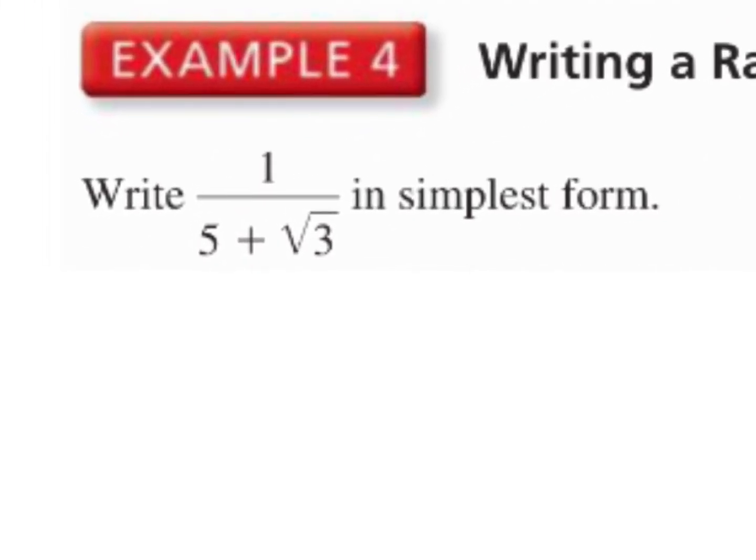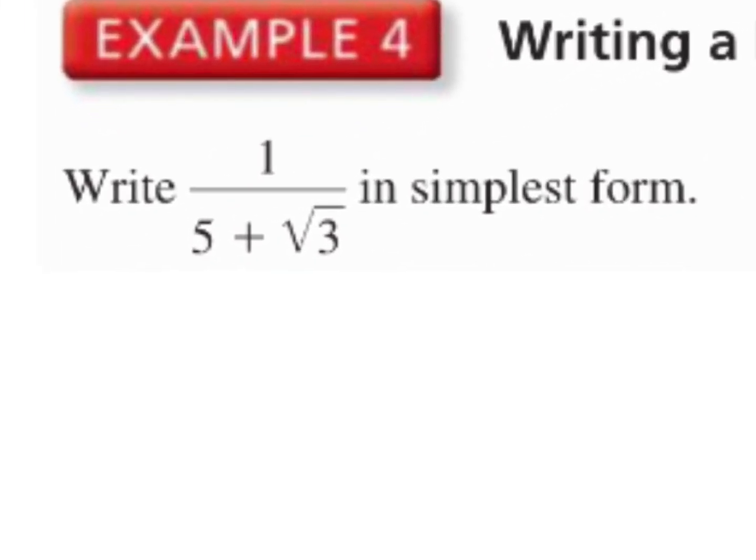So we are going to write 1 over 5 plus square root 3 in simplest form. So we have to multiply the top and the bottom by the conjugate of our denominator. So what would our conjugate of 5 plus square root 3 be? 5 minus square root 3. And whatever I multiply on the bottom, I also have to make sure I multiply the same thing to the top. So 5 minus square root 3 on the top.